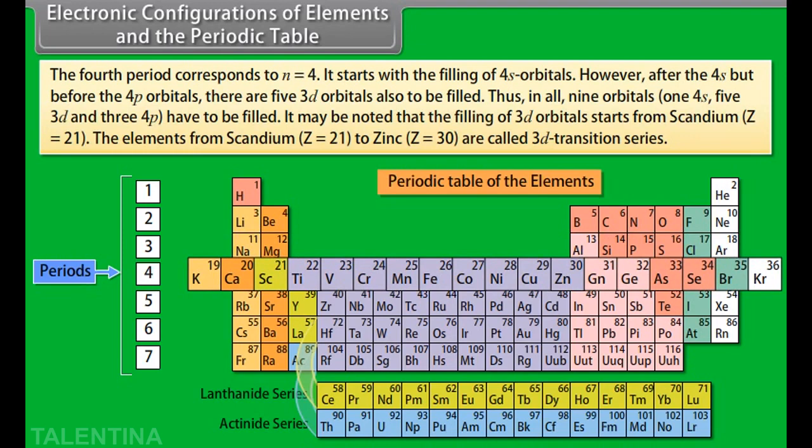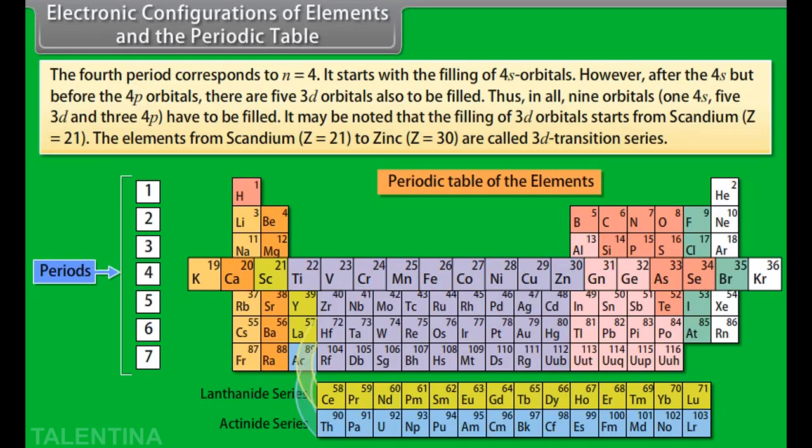The fourth period corresponds to n is equal to 4. It starts with the filling of 4s orbitals. However, after the 4s but before the 4p orbitals, there are 5 3d orbitals also to be filled. Thus, in all, 9 orbitals, 1 4s, 5 3d and 3 4p, have to be filled. It may be noted that the filling of 3d orbitals starts from scandium, atomic number is equal to 21.